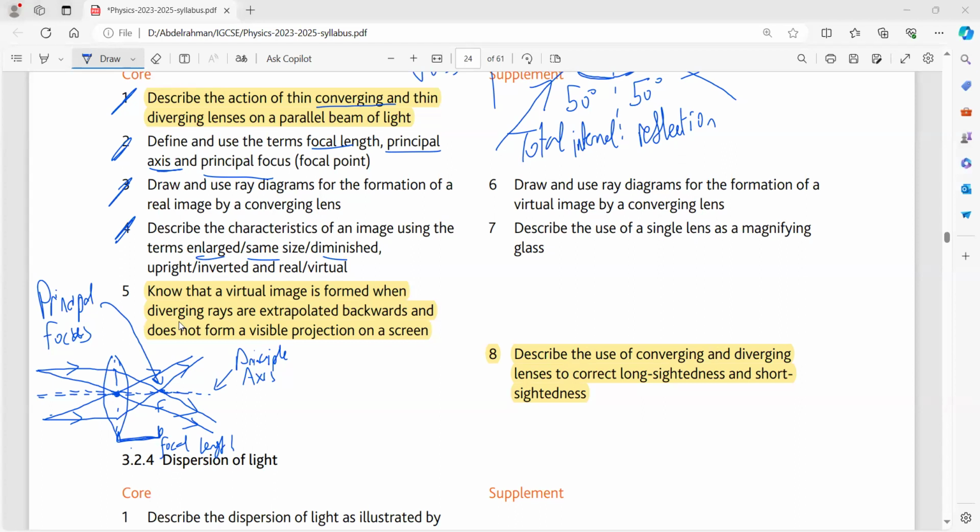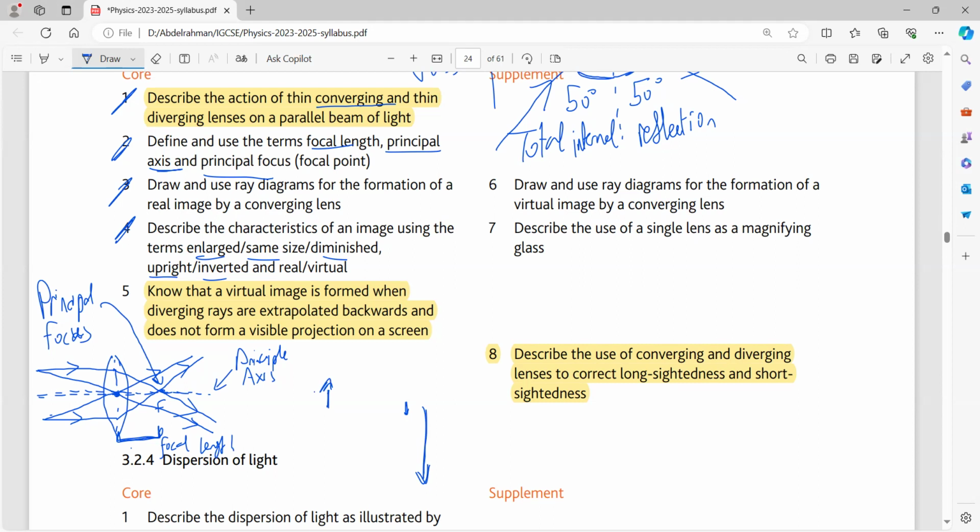If the image was much larger than the object, it would be enlarged. If the image was smaller, for example a very small image, it would be diminished. If it was the same size, I will name it same size. Upright or inverted? If the image is looking downwards and the object is looking upwards, then it would be called an inverted image.